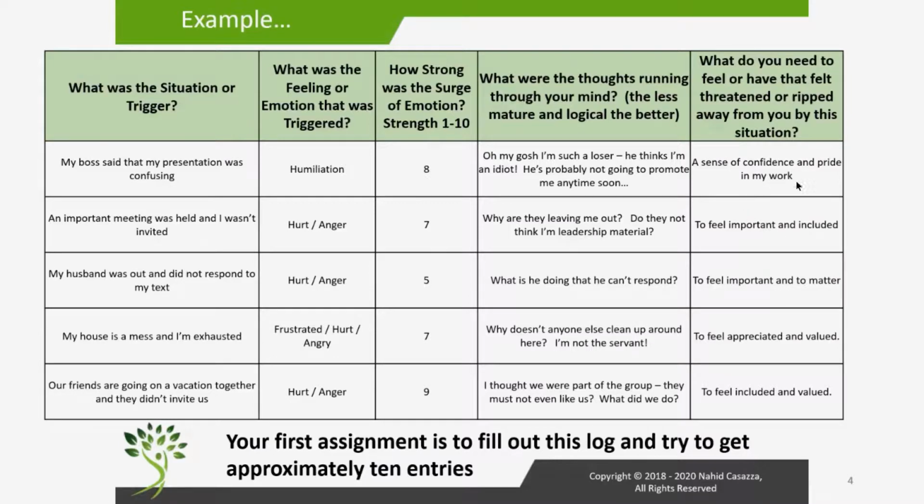So what you're trying to write here in this column, what you're trying to capture, is what it was that I felt I was missing in that moment that I desperately needed in order to feel okay. I needed to feel included. I needed to feel important. I needed to feel appreciated or valued, or I needed to have a sense of confidence. I needed to have things be fair. So this is a column that we're going to analyze later, and sometimes people struggle with it, but I just want you to do your best and use that as a guideline in terms of how to fill it out.